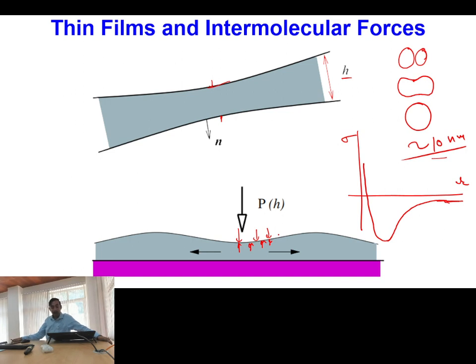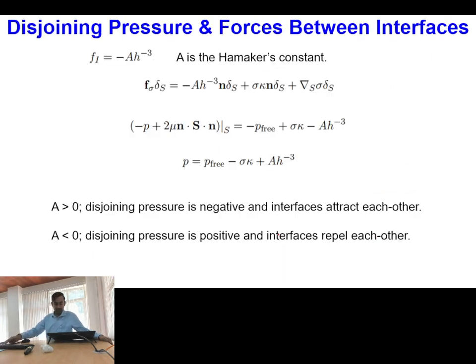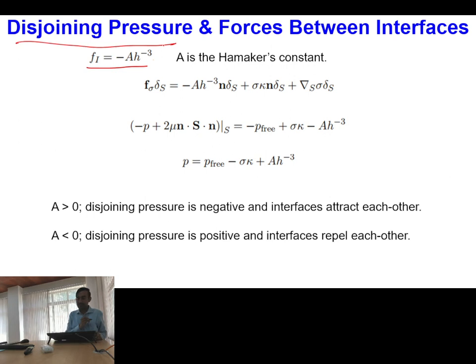Okay, so how these things can be incorporated into our governing equation, so that is something which we can define here. So typically when the molecules are coming close to each other, the pressure which acts against them, which repels them, that is something which is called disjoining pressure.